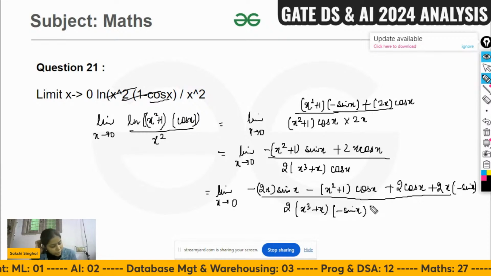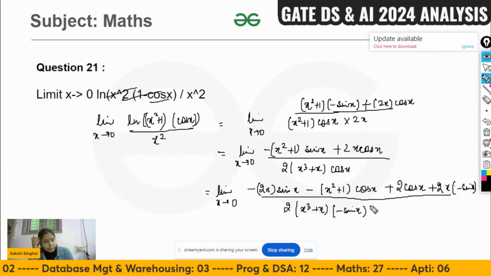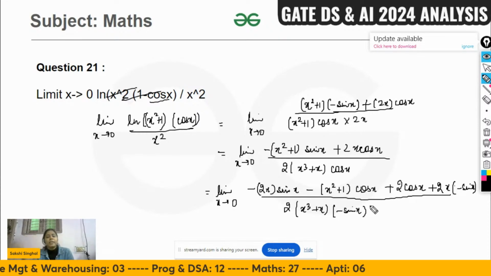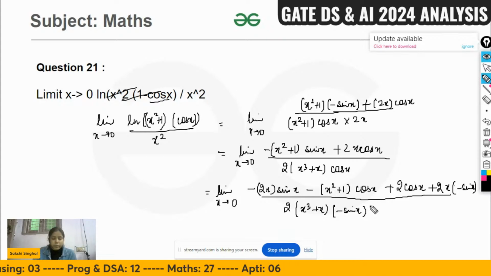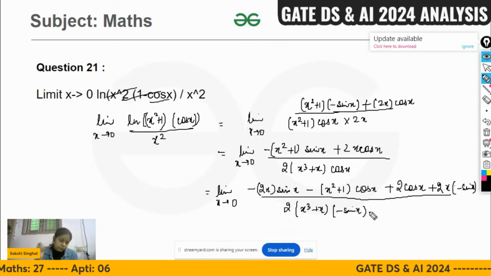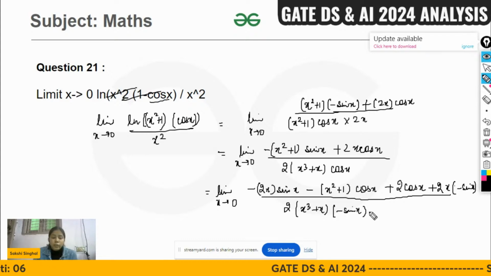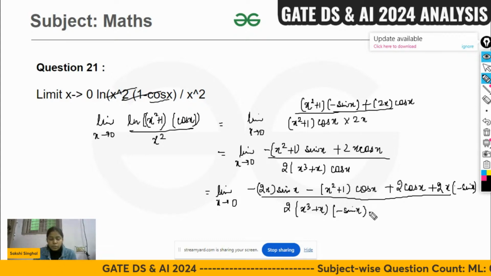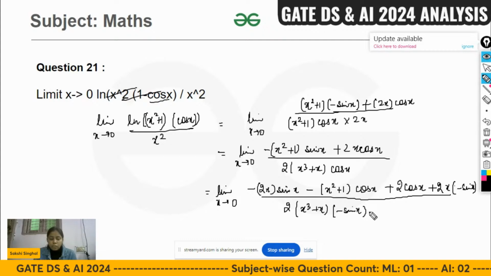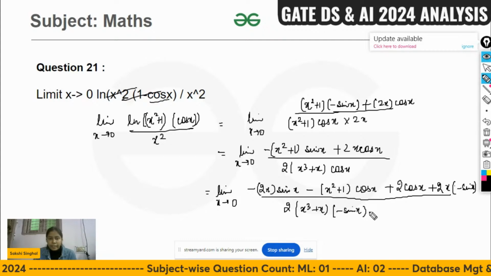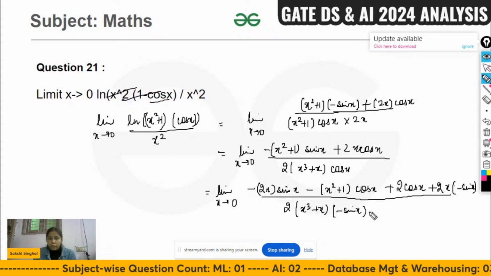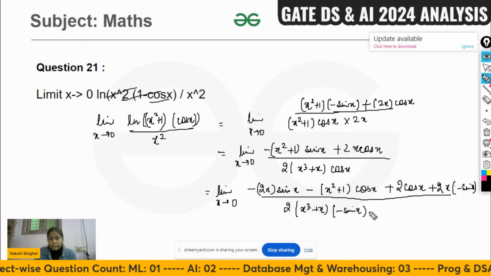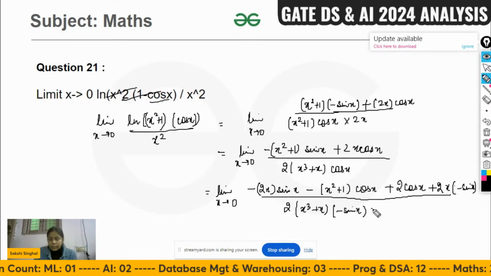Can we do log of x? Yeah, you can do that because log of a into b is equal to log a plus log b, right? You can do that. That would also work. But then you would not be able to use L'Hopital rule because log of 1 gives you 0, but log of cos 0 would be log 0, and log 0 is minus infinity. So that would not be advisable if you break these two functions, right?